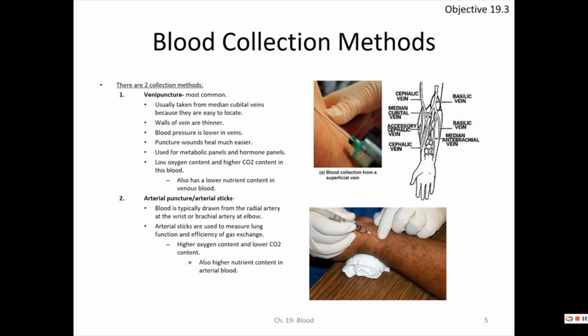So what we're going to see is very high nutrient, high oxygen, low CO2. Because of the high oxygen, this is what we're doing with it. We are measuring, guys, the efficiency of gas exchange that is going on at your lungs. So this is when you hear about arterial blood gases, you collect arterial blood gases through arterial stick or arterial puncture. You may not know this, but if respiratory therapy is what you're wanting to do with yourself, you do these.